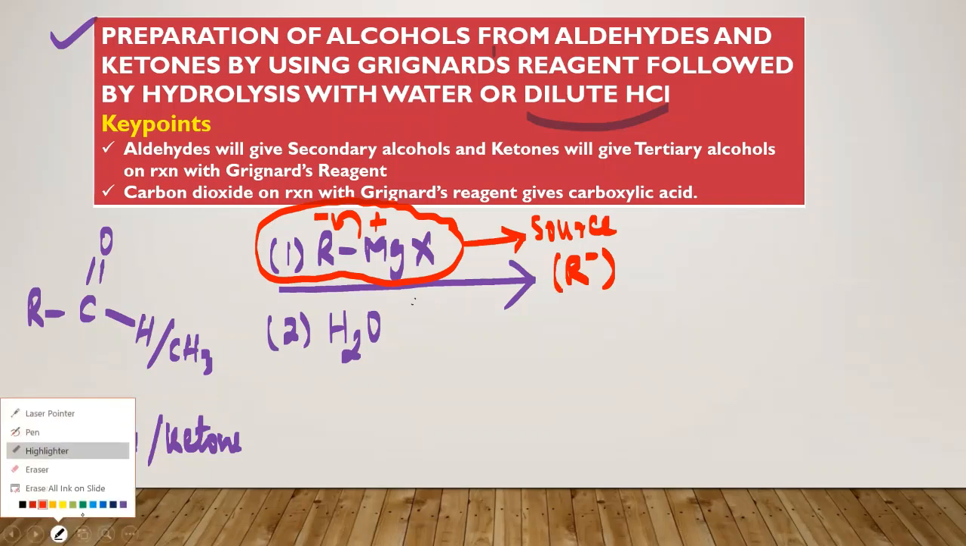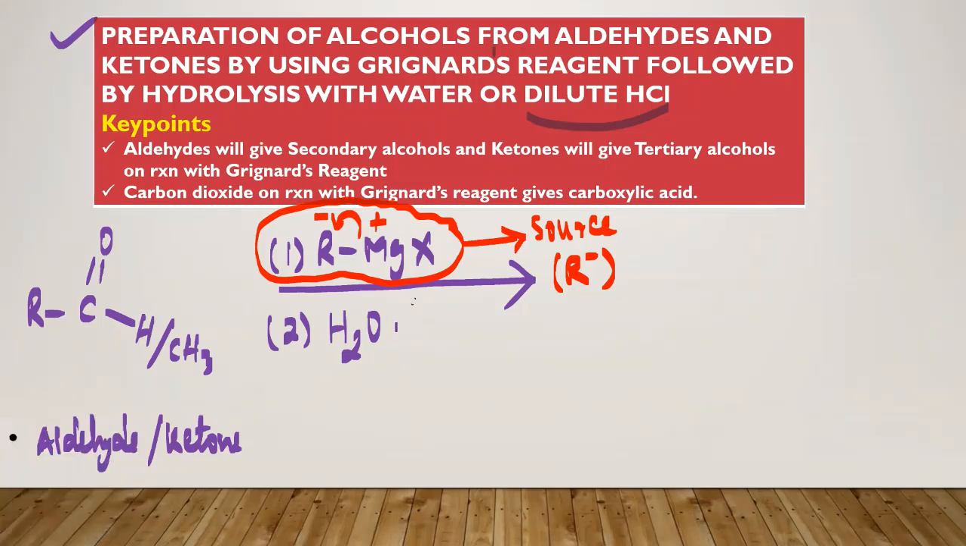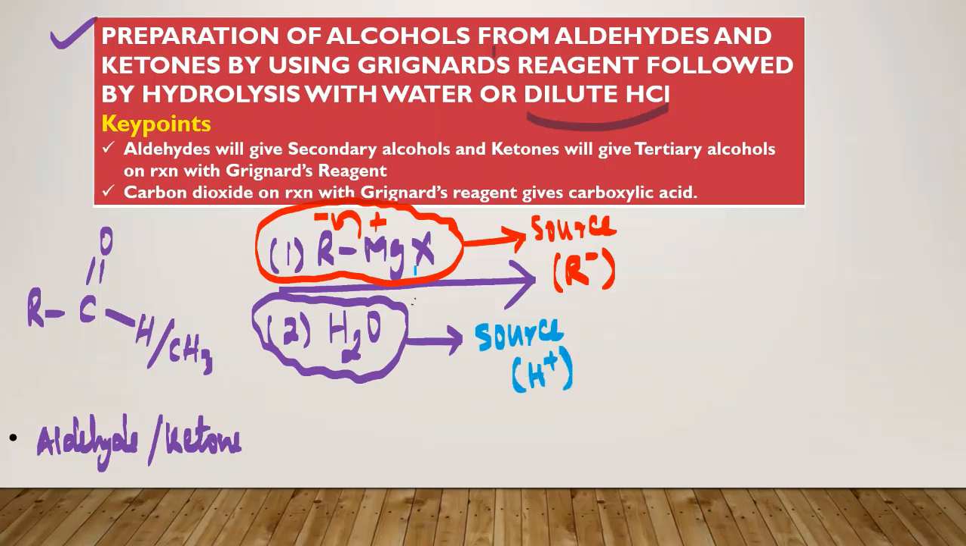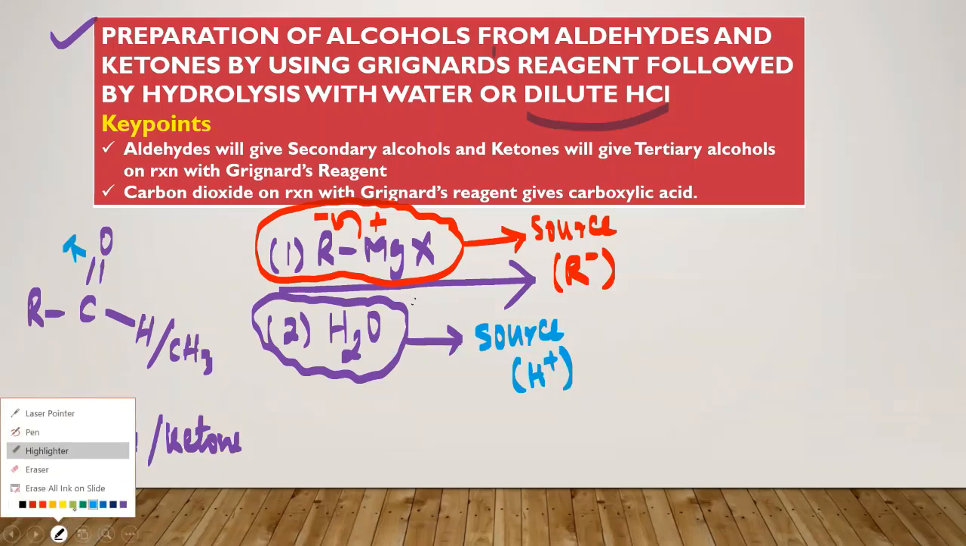Let's go to the water now. In the second step, we have water. In place of water, you can also use dilute HCl. And let us see, the water is a source of which thing? So water will be the source of H plus. So my dear friends, Grignard's reagent is the source of R minus, that is alkyl group, and water is the source of H plus. Now let us shift this bond here, the pi bond between carbon and oxygen of carbonyl group.